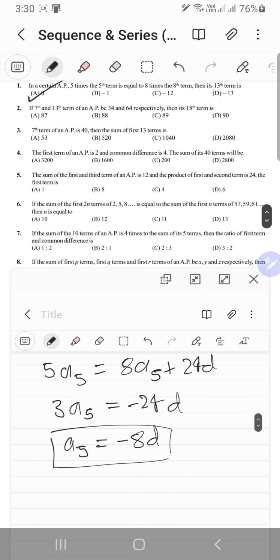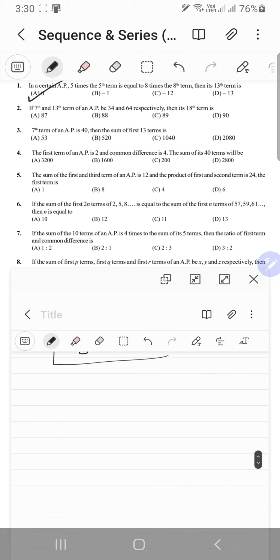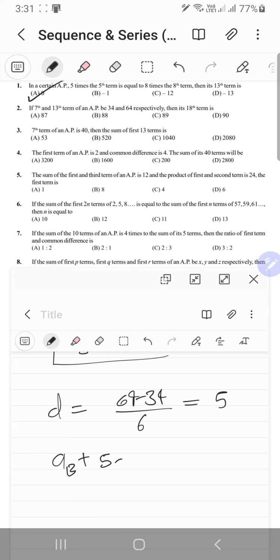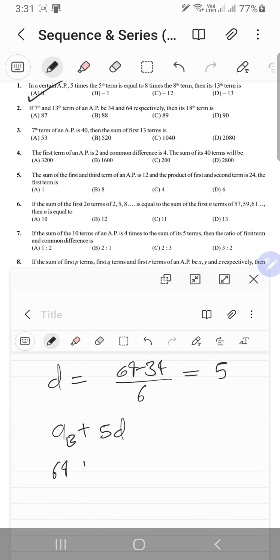Next, if the 7th and 13th term of an AP are 34 and 64 respectively, then its 18th term is, okay, the 7th and 13th terms are given as 34 and 64 respectively. So our difference will just be 64 minus 34 upon the number of jumps, which will be 6. So this is just 30 upon 6, which is 5, right? And we want the 18th term, which is A13 plus 5D. The 13th term is 64 plus 5 times the difference. The difference is 5, so it's plus 25, which is 89, I think.